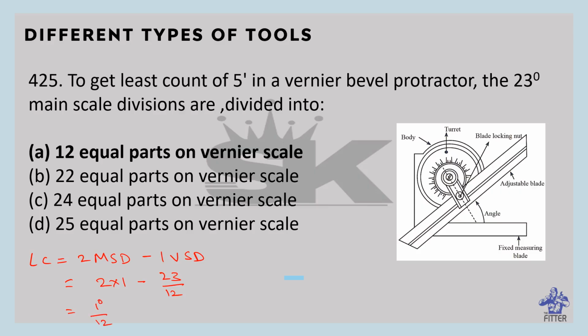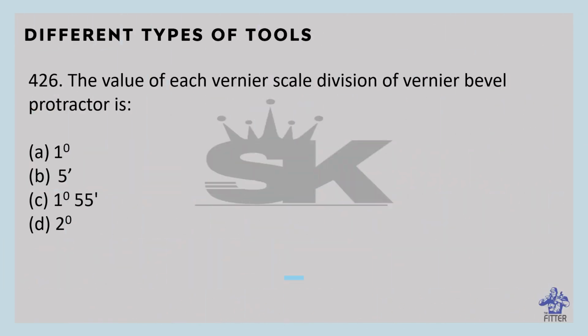That is equal to 1 by 12 into 60, so that is 5 minutes. So the answer here is 12 equal parts on the vernier scale. The value of each vernier scale division of a vernier bevel protractor is 5 minutes, or 23 degrees on 12. This is equal to 23 degrees by 12 parts.